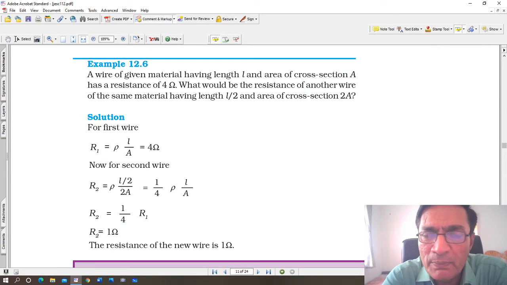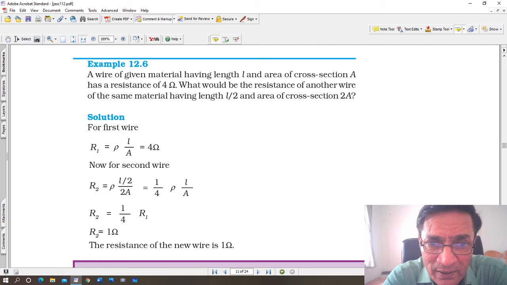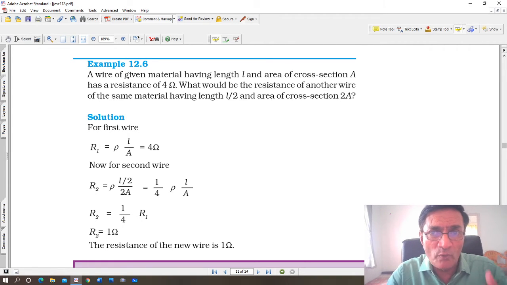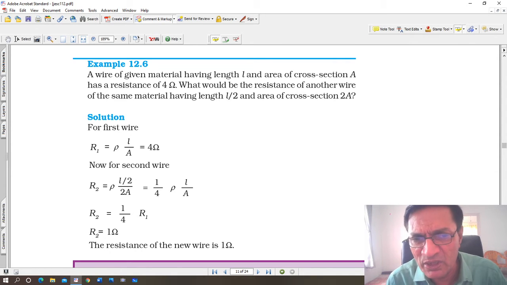A wire of given material having length L and area of cross section A has a resistance of 4 ohms. What would be the resistance of another wire of the same material having length half, that is L by 2, and area of cross section twice? So the area of cross section has been doubled and the length has been halved. So actually you have to find what the resistance will be in this case. How will you find it? Again the same resistivity formula.